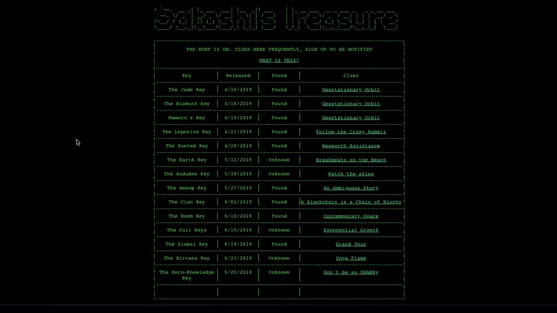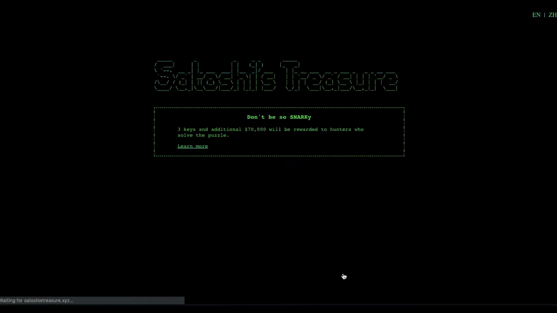Hey there, hunters. Looks like we have another Satoshi's treasure clue, the zero knowledge key. And the clue is titled, Don't Be So Snarky. And three keys and an additional $70,000 will be rewarded to hunters who solve the puzzle.